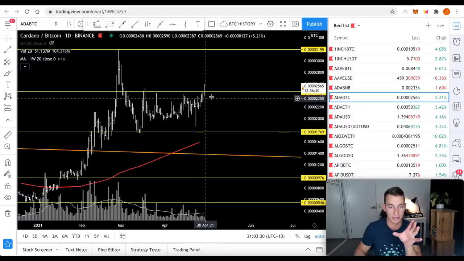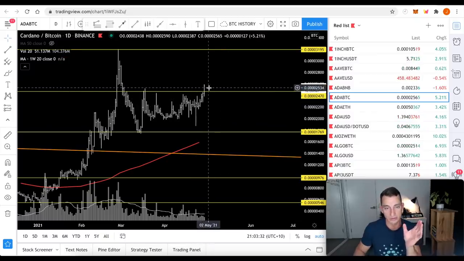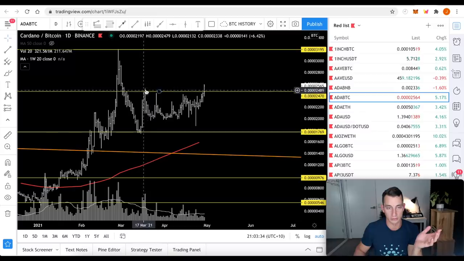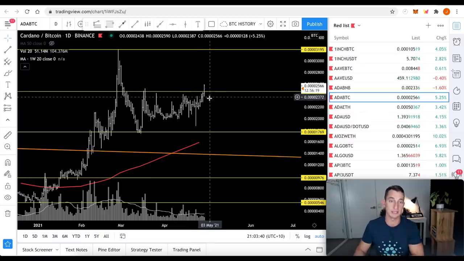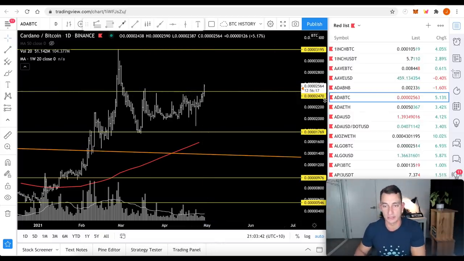the Cardano space. I still want to see some closes above this level as per usual, because otherwise we'll get a little bit of a fake like this, and we still have half the day left to trade on Cardano BTC. So this is just the first sign. Let's continue to watch that.